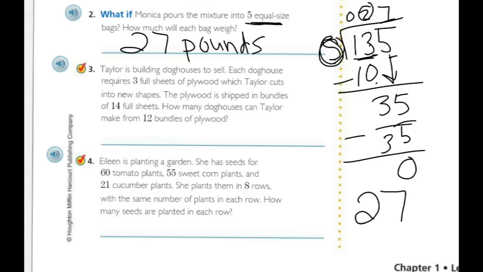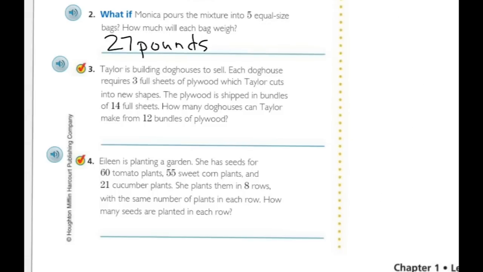Each doghouse requires 3 full sheets of plywood, which Taylor cuts into new shapes. The plywood is shipped in bundles of 14 sheets. How many doghouses can Taylor make from 12 bundles of plywood?